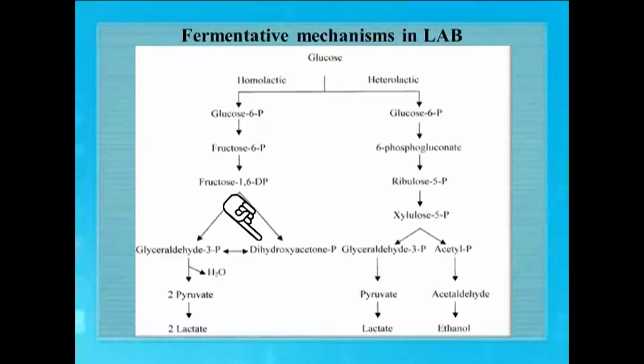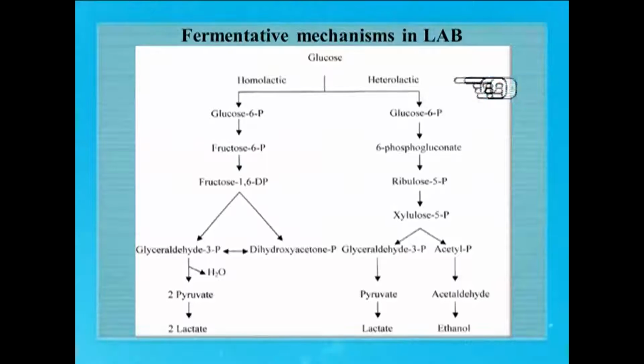As a result of this, 2 moles of pyruvate are produced, and from these 2 moles of pyruvate we have production of 2 moles of lactate or lactic acid. So, the product that is formed in the homolactic fermentative pathway is only lactate or lactic acid.